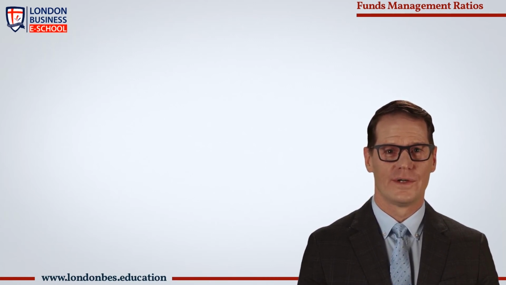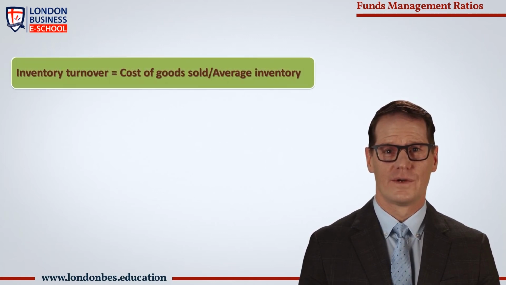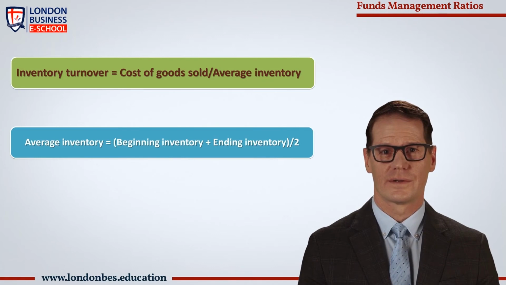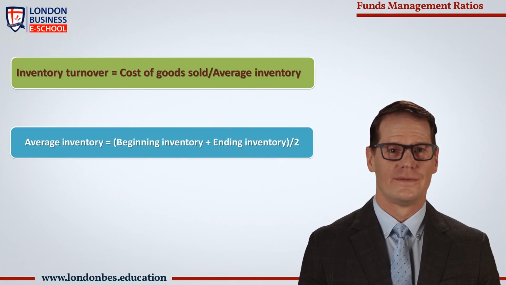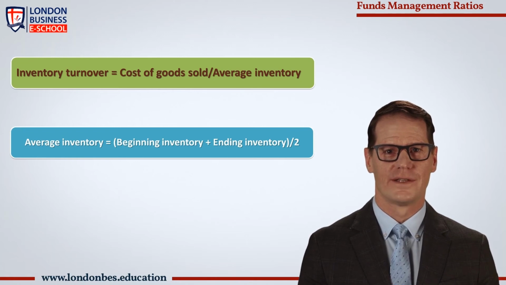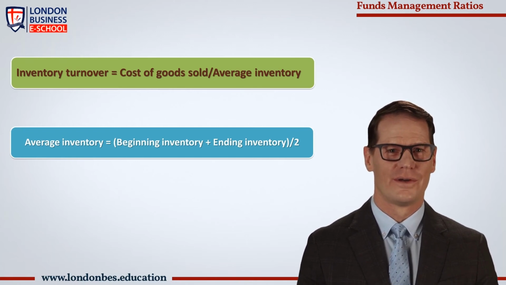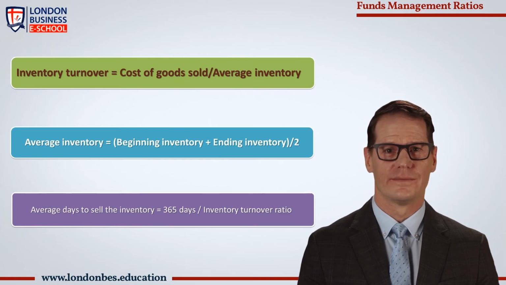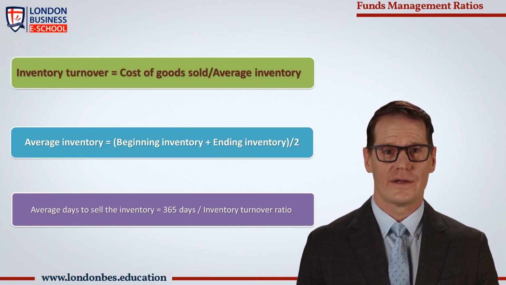Inventory turnover equation. The formula for inventory turnover: inventory turnover equals cost of goods sold divided by average inventory. The formula for average inventory: average inventory equals beginning inventory plus ending inventory, divided by 2. The average days to sell the inventory is calculated as follows: average days to sell the inventory equals 365 days divided by the inventory turnover ratio.